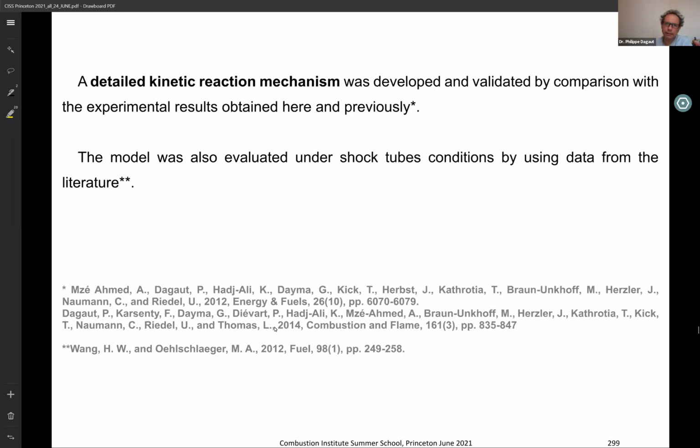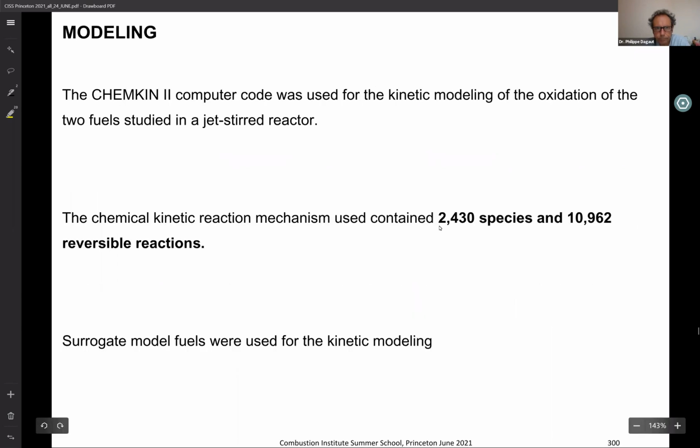So we use a detailed chemical kinetic mechanism, and that mechanism was used previously for modeling the oxidation of a range of fuels. And we evaluated also the model against shock tube data. So the size of the model is a little bit larger than those we used in previous slides: almost 11,000 reversible reactions, 2,430 species.